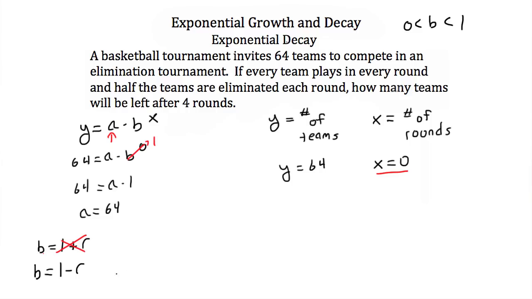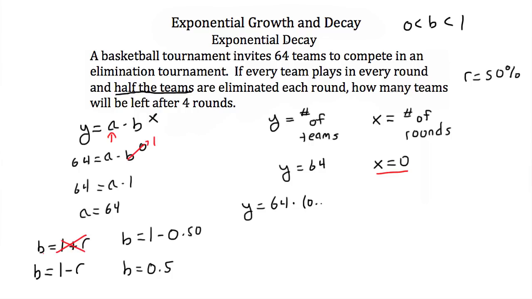So what is our rate of decrease in this problem? Well, half of the teams are eliminated each round. Or you can think of 50% of the teams are removed. Well, if our r is 50%, then our b is equal to 1 minus, now 50% in decimal form is 0.50, so our b is just 0.5. Or you can think of that as 1/2. So we have our function. It's y is equal to 64 times 0.5 to the x.